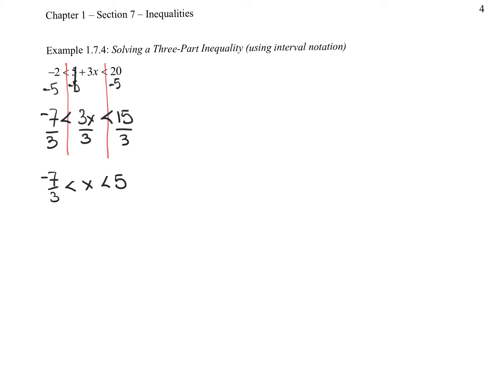So that means my smallest number I can be is -7 over 3. And it's a parenthesis because I cannot equal it. I do not have those equal lines under my inequality. The biggest number I can be is 5. And again, I cannot equal 5. I only can get really close to it. And that's your answer.